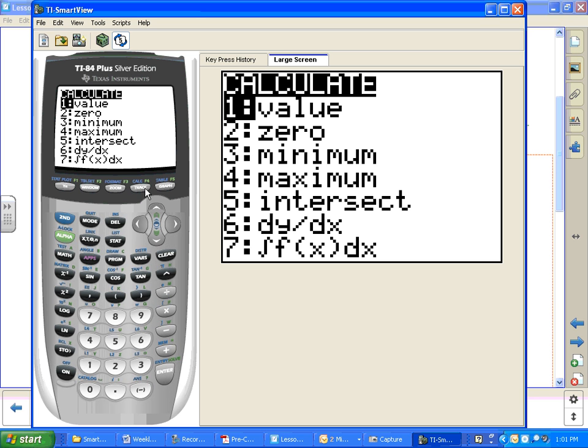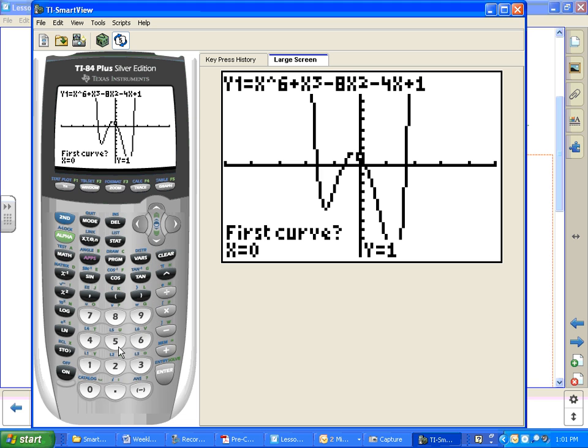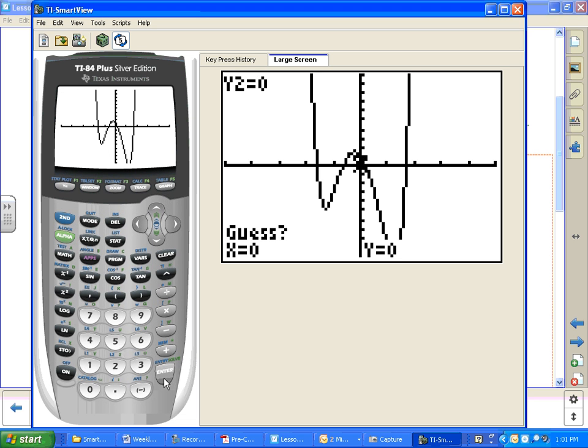Second trace, number 5 for intersection. Okay. All right, we'll just find the closest one there. 1, 2, 3, hit enter 3 times, and it'll find the nearest one. 0.184. Okay, so there's one of them.